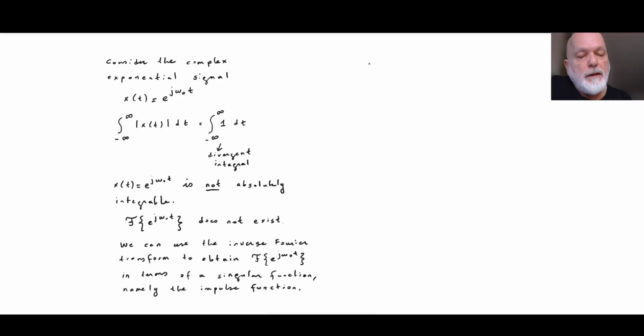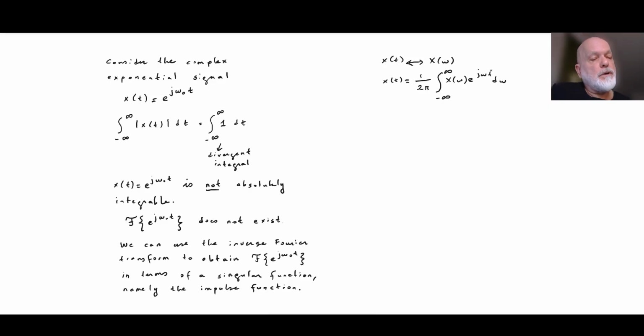Now, remember that in general, if we have the Fourier transform pair x of t and its Fourier transform X of omega, x of t can be obtained from X of omega by means of the inverse Fourier transform expression, which is 1 over 2 pi integral from minus infinity to plus infinity of X of omega, because we are trying to find x of t from X of omega, e to j omega t integrated with respect to omega.